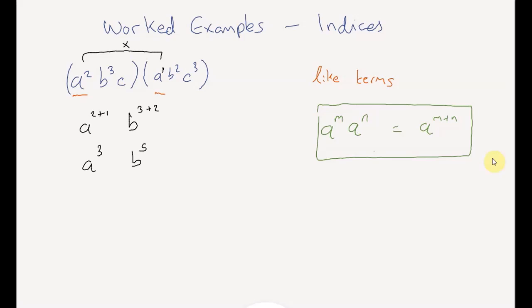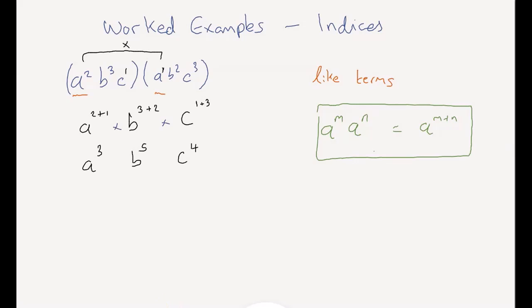And then we look at the final one, which are the c terms, c times c cubed. And don't forget there's an invisible 1 on that c, I can put it there if you want. So it's going to be 1 plus 3, so that's going to be c to the power of 4. And these are all multiplied by each other, so we could put a multiply sign in there. I'll put it in a different colour for you just so you can see. But really we don't need it. It doesn't really add anything to the final answer. Okay, so that's as simple as that with that one.